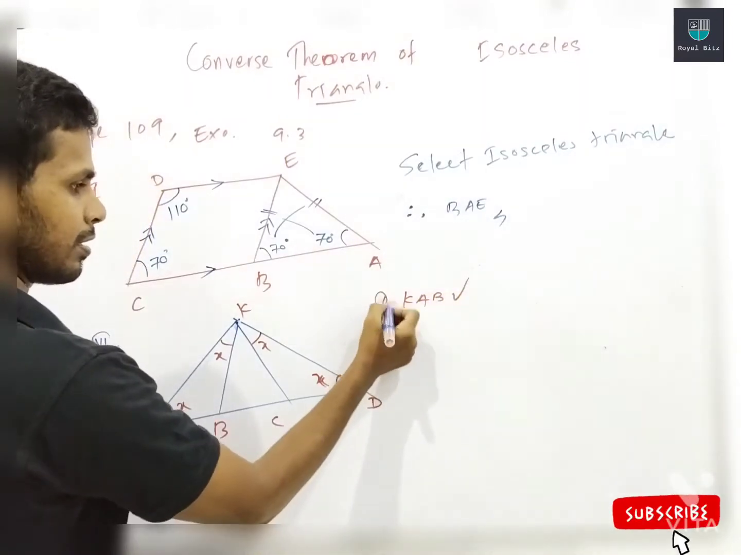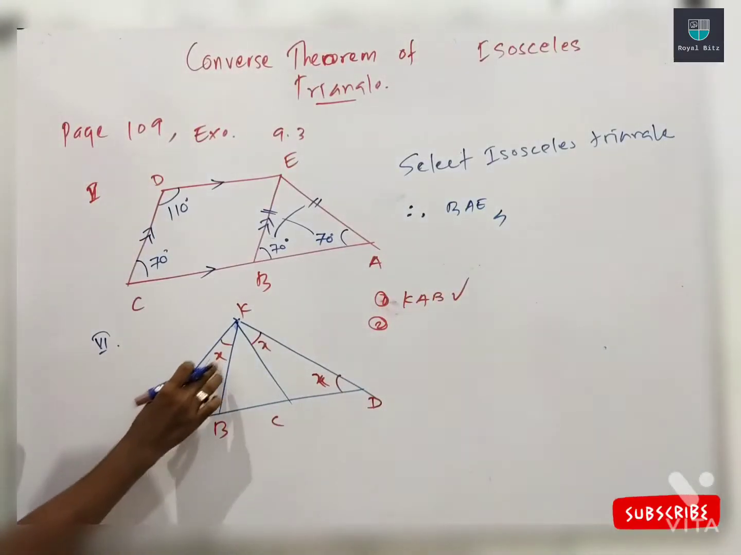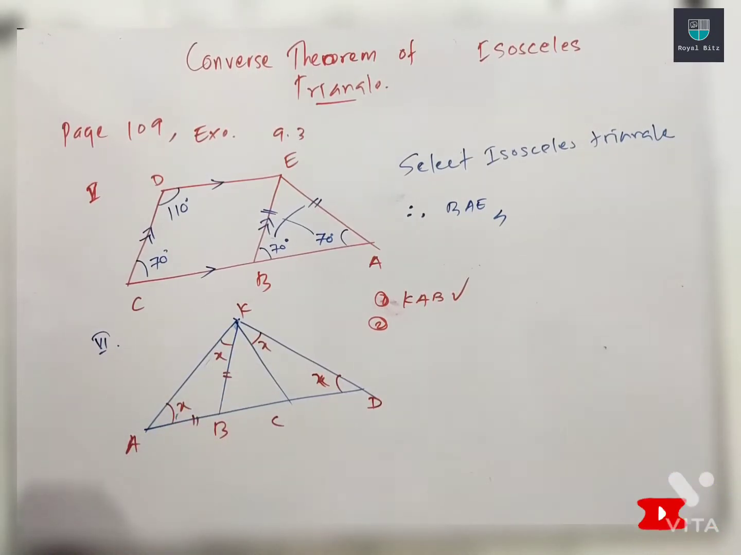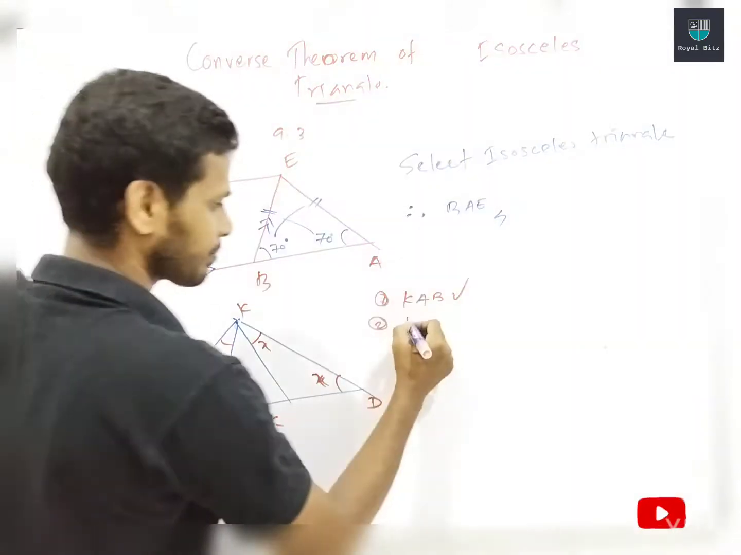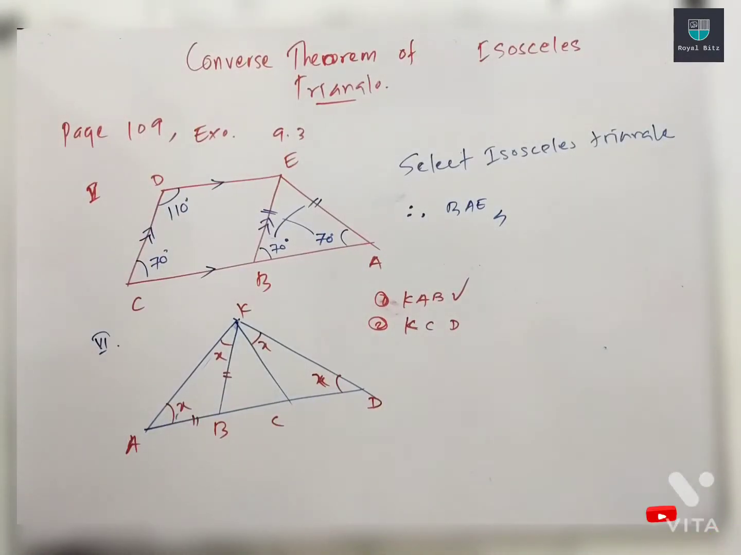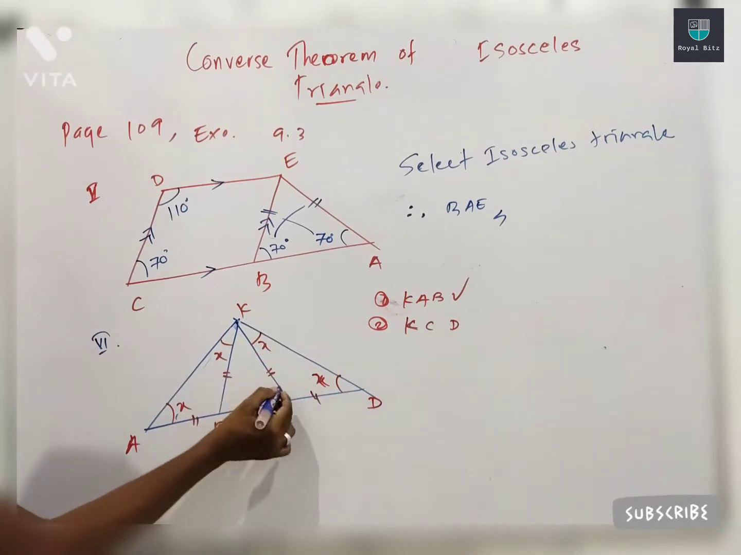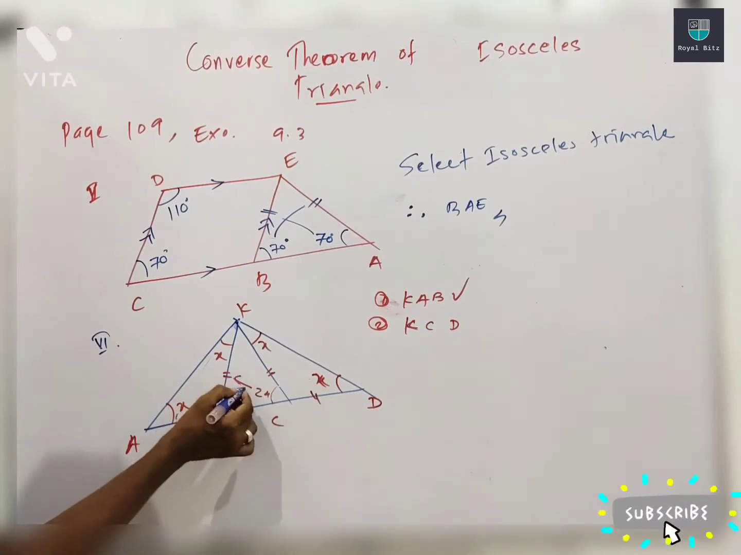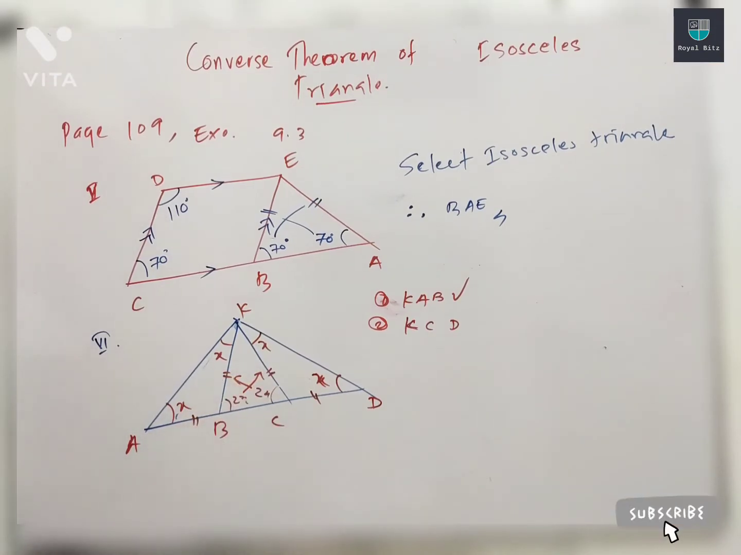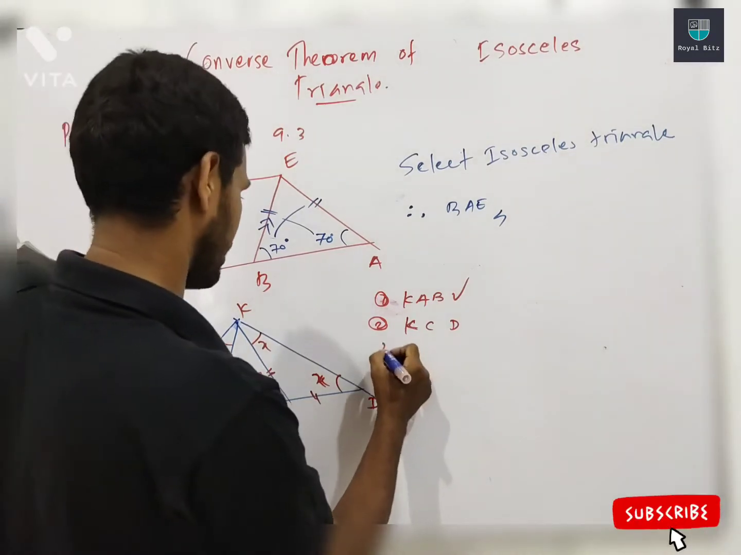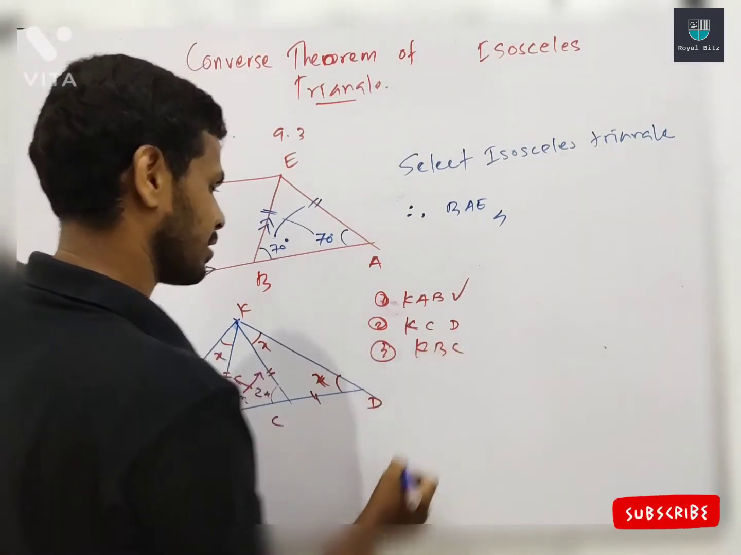Again, because these two are equal angles, so these two sides are equal. Now, KCD. Again, in this, therefore this is 2x, so this is 2x, 2x. The sides opposite to the equal angles are equal. So therefore this also. And also what next? Third one is KBC.